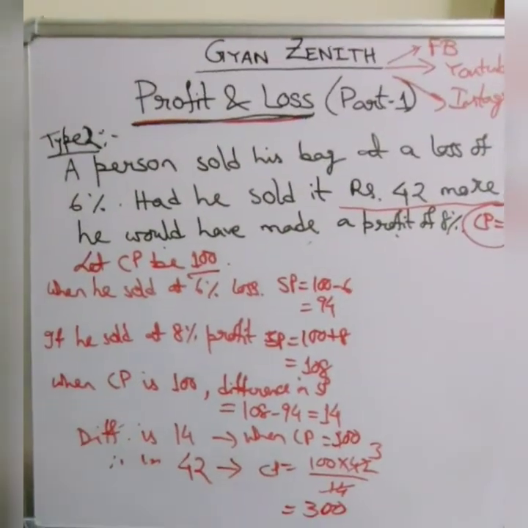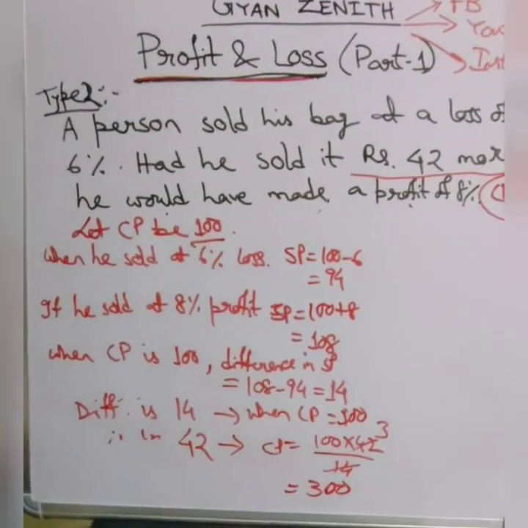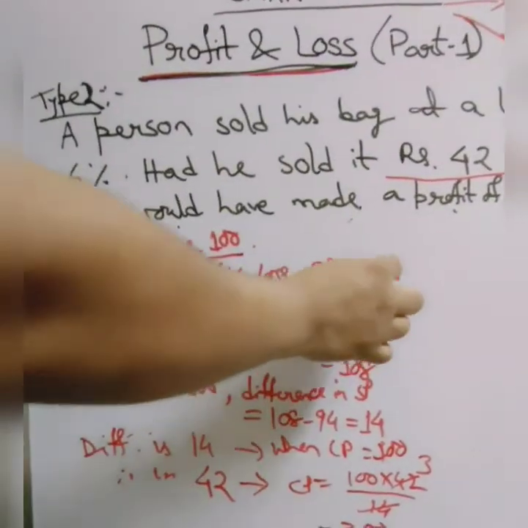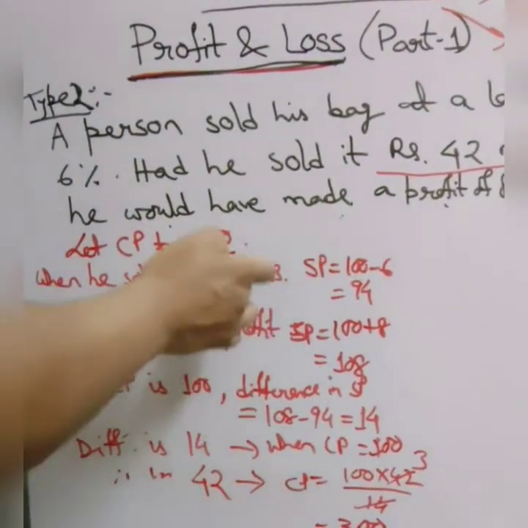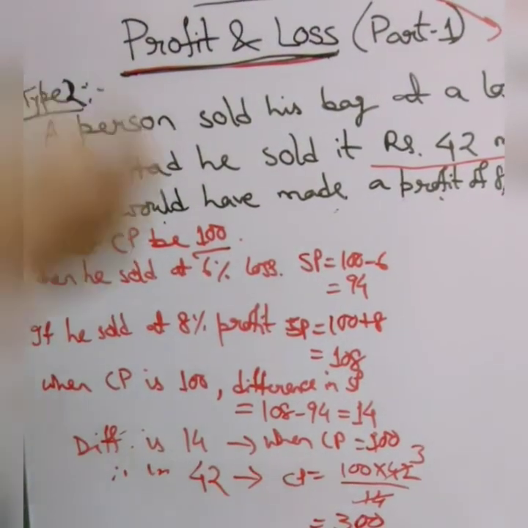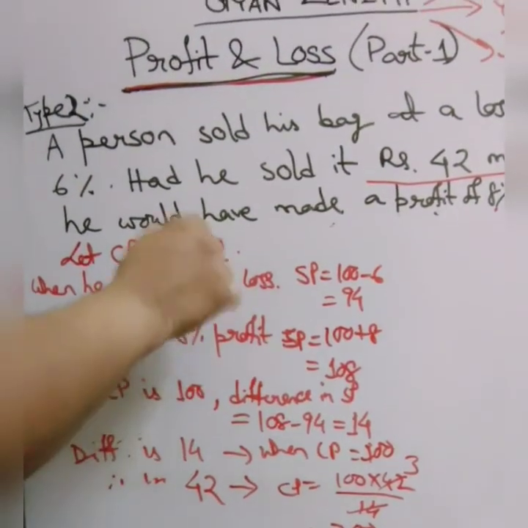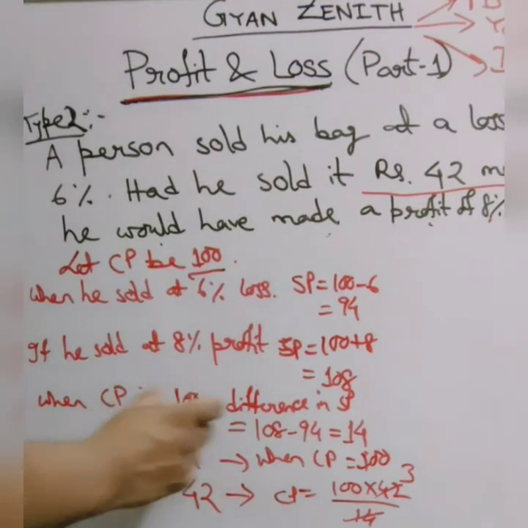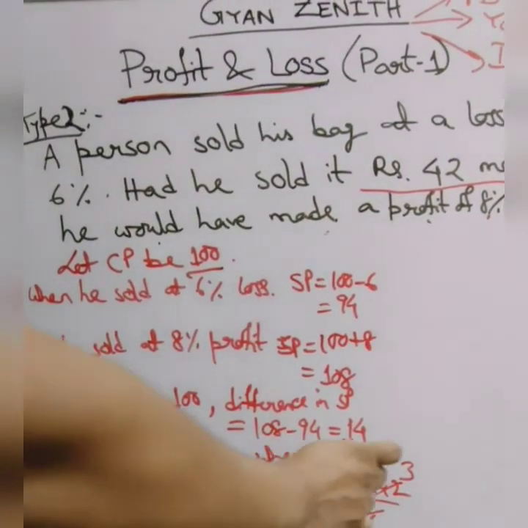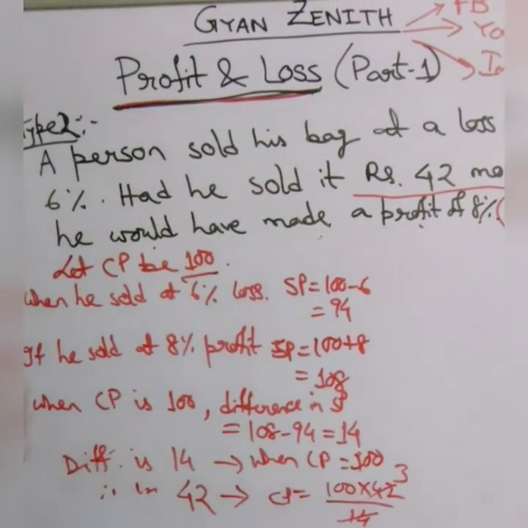So this is the normal method in the arithmetic way. I showed you how to solve: CP 100 I have assumed. So SP is 100 minus 6 because of 6% loss, so the loss is 6 rupees and SP will be 94. When sold at 8% profit, SP will be 100 plus 8. So when CP is 100, the difference is 14 rupees. Now if the difference is 42 rupees, then CP will be 300.